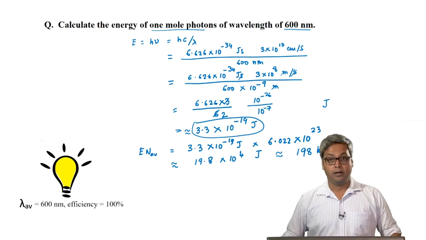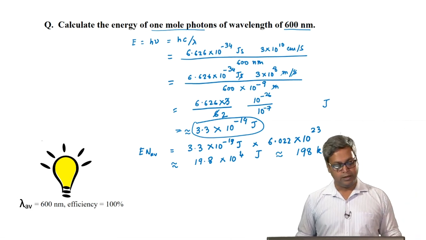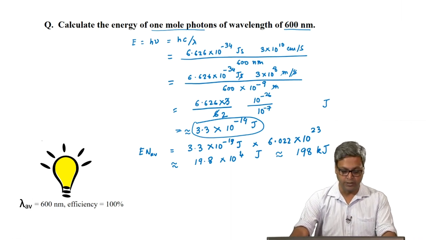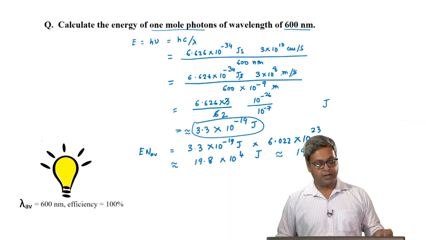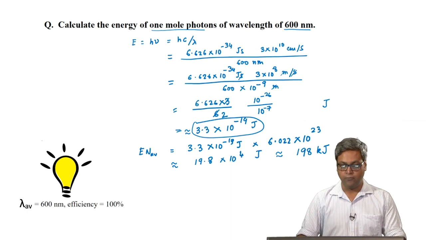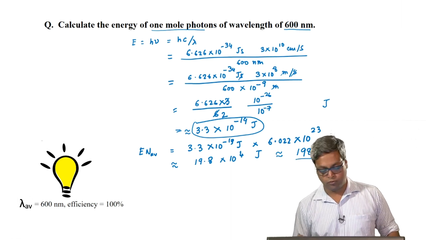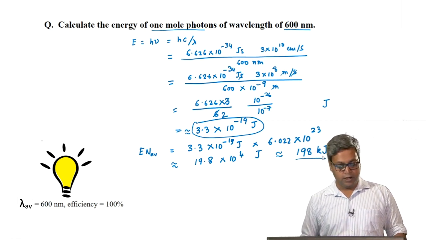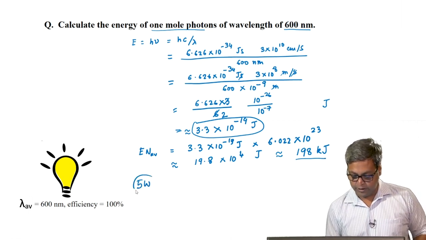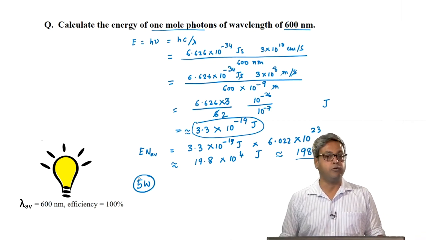So, what does it mean? Let us say we have an LED bulb and the average wavelength of light emitted from the bulb is 600 nanometer. And let us say the efficiency of this bulb is 100%. That means it is converting the electrical energy into light, and that conversion is 100%. Now, if the energy of 1 mole of photons at 600 nanometer is 198 kilojoule, and if the power of the bulb is, let us say, 5 watts, then we can see how long it takes for this bulb to create 1 mole of photons.